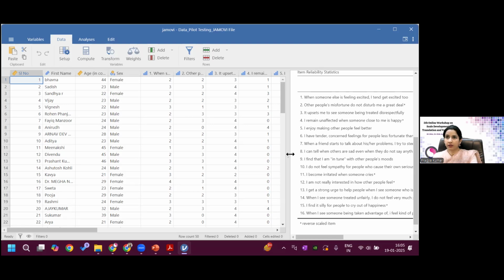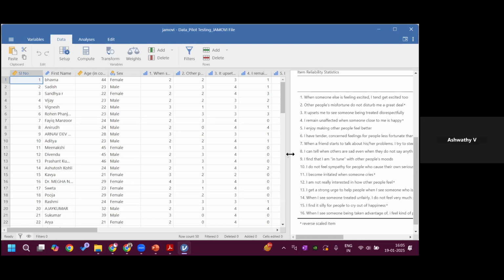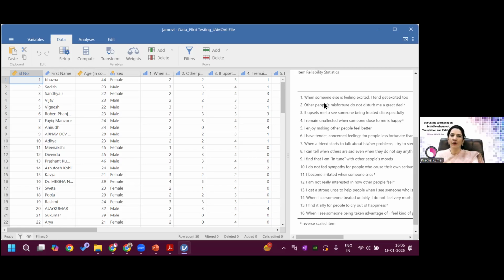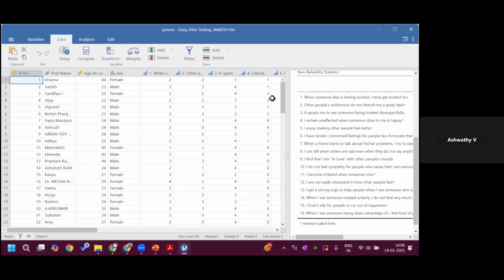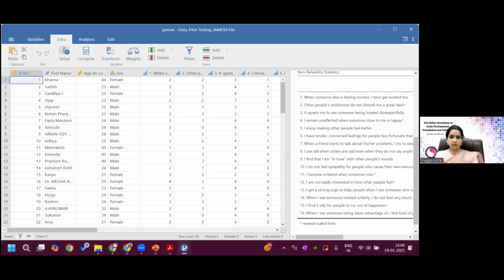Any other question? For calculating internal consistency, what should be the minimum sample size? Like I said, 5 to 10 per item. Can the same pilot study data be used for internal consistency? Yeah, you can. Okay.